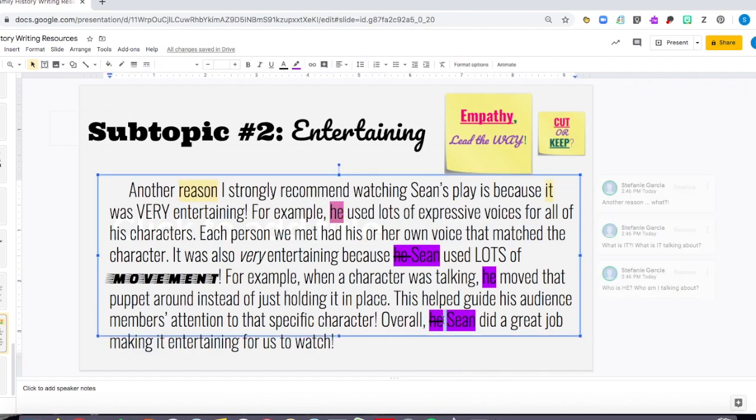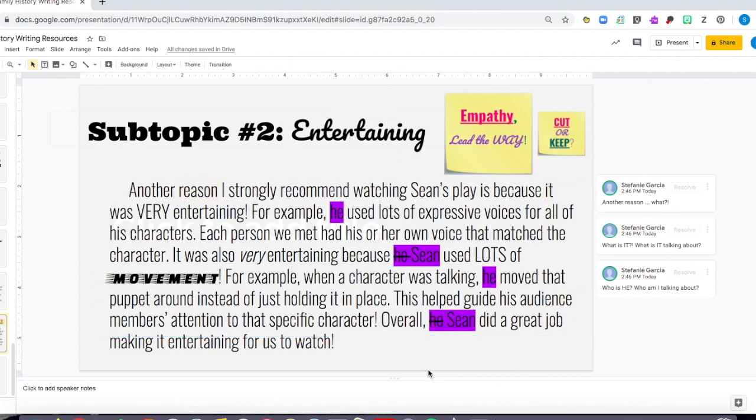So I'm just going to make sure that this all makes sense now. Another reason I strongly recommend watching Sean's play is because it was very entertaining. For example, he used lots of expressive voices for all of his characters. Each person we met had his or her own voice that matched the character. It was also very entertaining because Sean used lots of movement. For example, when a character was talking, he moved that puppet around instead of just holding it in place. This helped guide his audience members' attention to that specific character. Overall, Sean did a great job making it entertaining for us to watch.